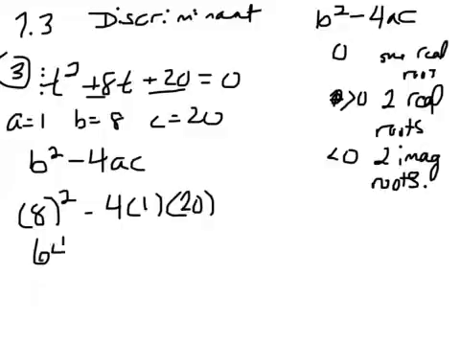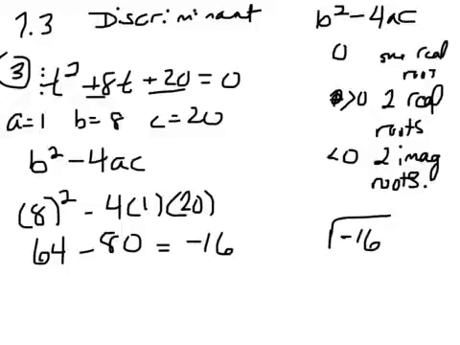So this is 64 minus 80. Well, that's going to be a negative number. It really doesn't matter what it is, but it's going to be a negative number. It's actually going to be negative 16, I believe. So since it's negative, under that radical, you're going to get negative 16. That means you're going to have two roots, but they're going to be imaginary.